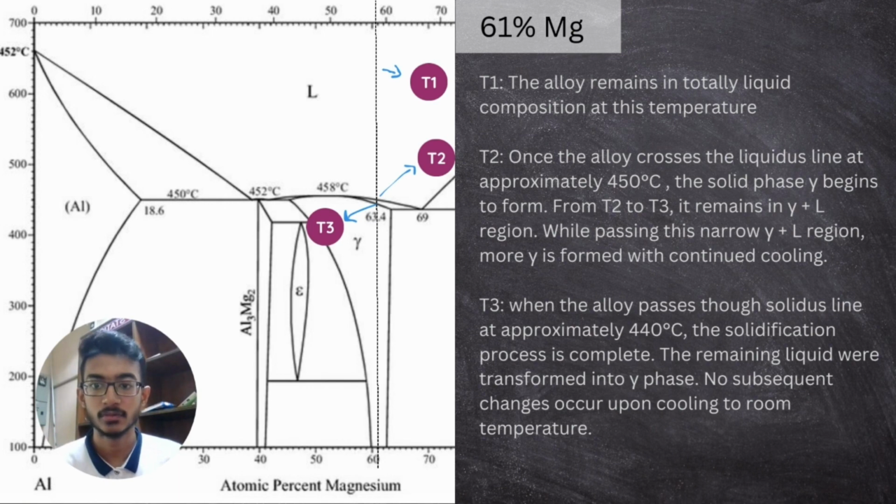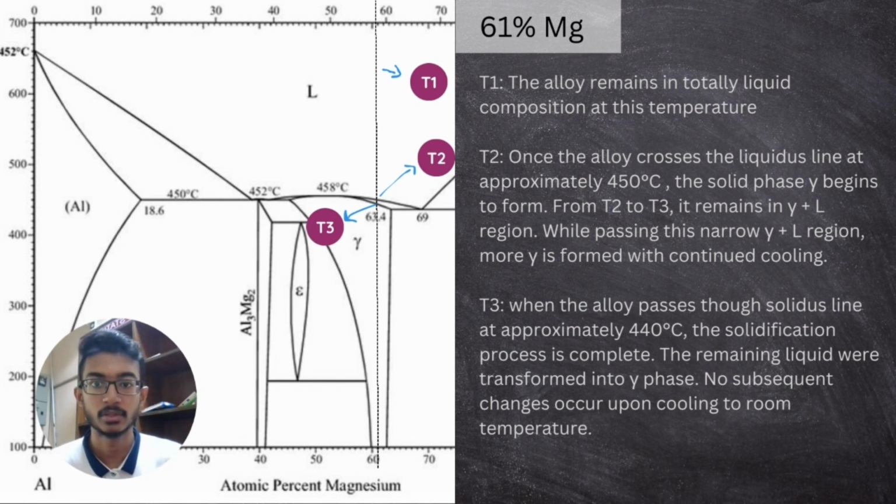Okay, so this is the solidification process for 61% magnesium. As we know, at T1, which is in the liquid region, the alloy remains in fully liquid composition. And when the temperature is decreased and reaches T2, which is the liquidus line, the gamma phase starts to form within the liquid.